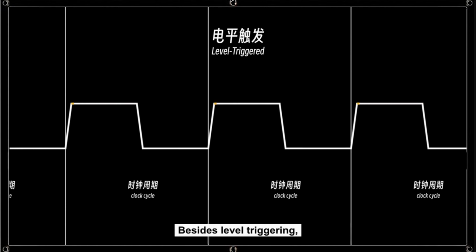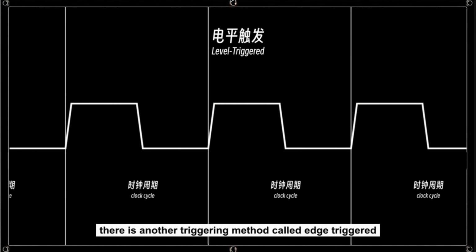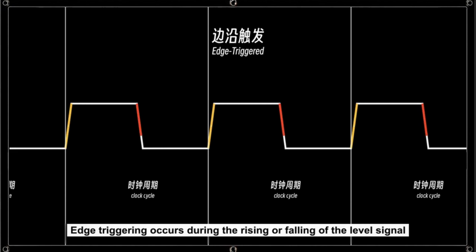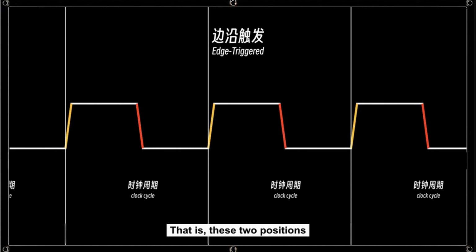Besides level triggering, there is another triggering method called edge triggered. Edge triggering occurs during the rising or falling of the level signal. That is, these two positions. This is called the falling edge.